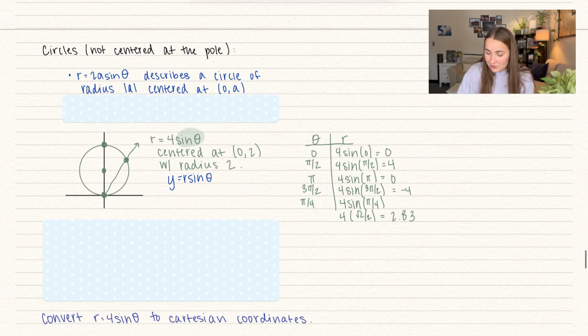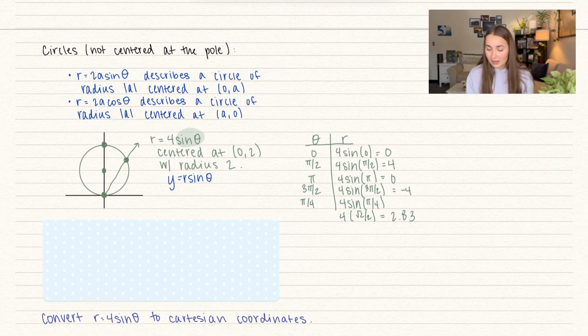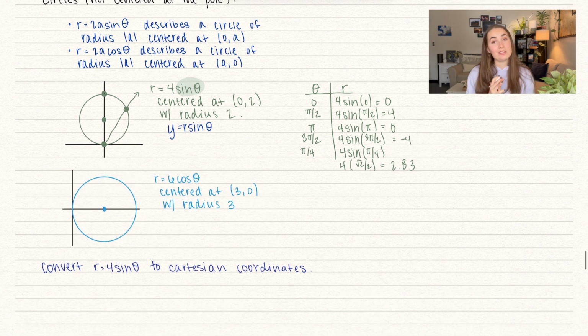So that might hint you at what happens when we have cosine. Here we have r equals 2a cosine of theta, which describes a circle of radius a centered at the point (a, 0). So you can assume that it's going to extend in the x direction. So let's see an example. Here we have 6 cosine of theta. And so this is going to be a circle centered at the point (3, 0) with radius of 3.